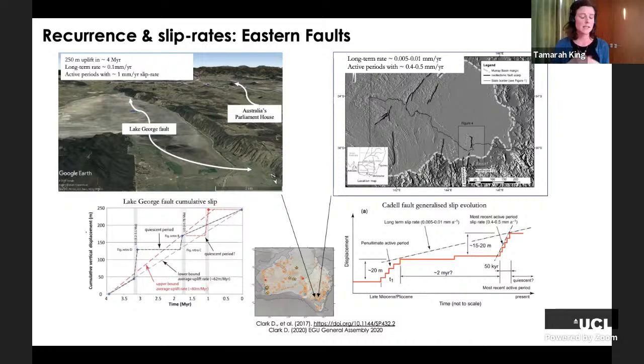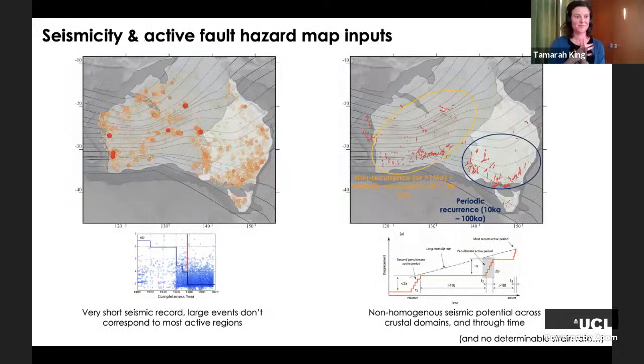But when colleagues like Dan Clark have gone and measured that uplift, the cumulative slip, they've found that these faults seem to be turning on and accumulating slip in short periods of time and then turning off in these long quiescent periods, and then they turn on again. So we don't know if these faults are in active periods or quiescent periods, which is a real issue for seismic hazard modeling. Next slide, please.